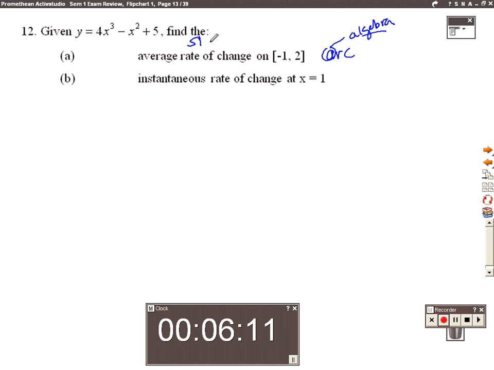My pen has stopped writing. It wants to do that periodically. Alright, there we go.